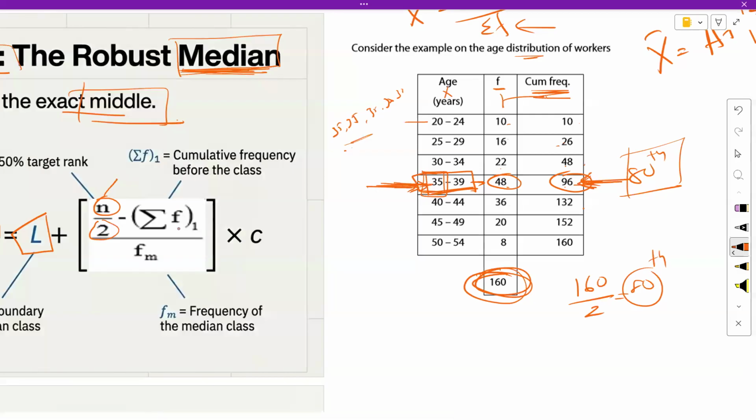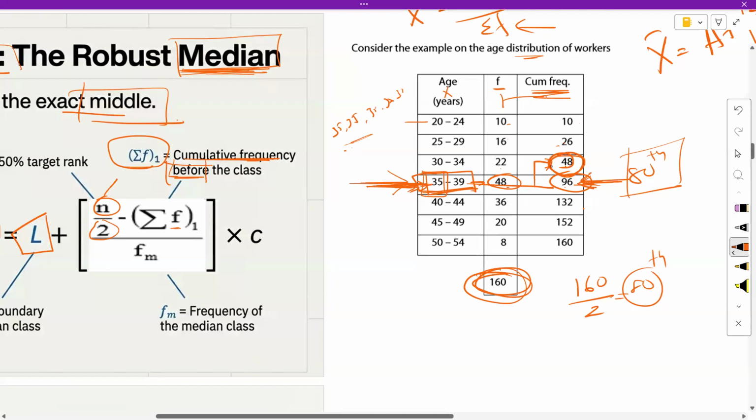And here, sigma f1 means cumulative frequency, the cumulative frequency before the class. This is very important: before the class. So this is the median class, and we have to take this value.